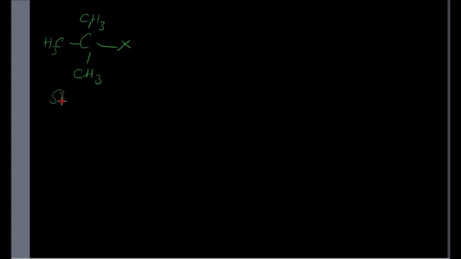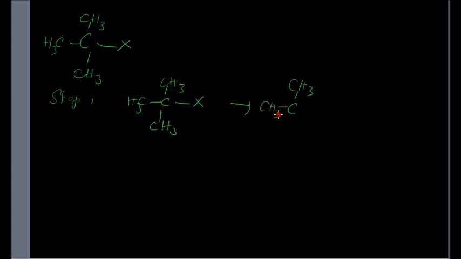In step 1, the tertiary alkyl halide undergoes bond cleavage, that is the C-Cl bond breaks to form the carbocation and the halide ion. Tertiary carbocation being stable, it is readily formed. So this is step 1.